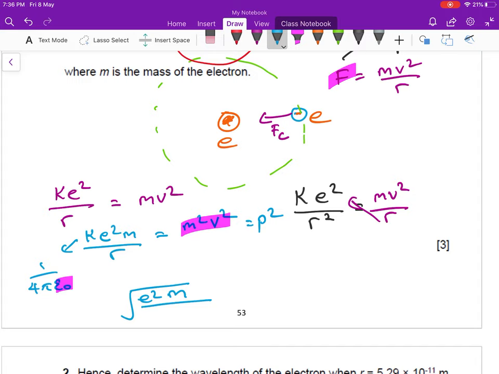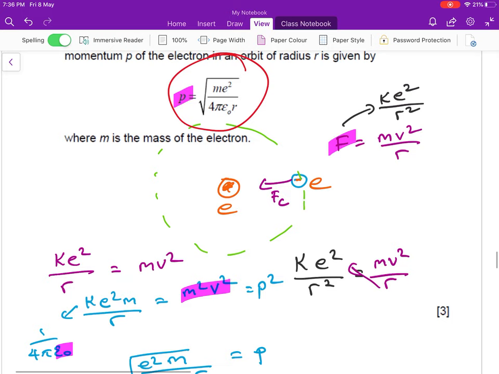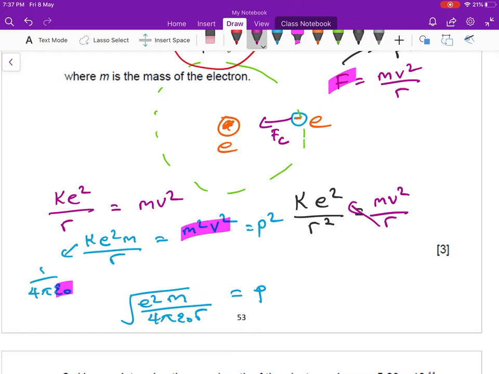Remember k is a constant, 1 over 4 pi epsilon naught, where epsilon naught is the permittivity of free space. So just substitute these two and we get p squared equals e squared m over 4 pi epsilon naught r, so p equals the square root of that. Yes, shown already, right?